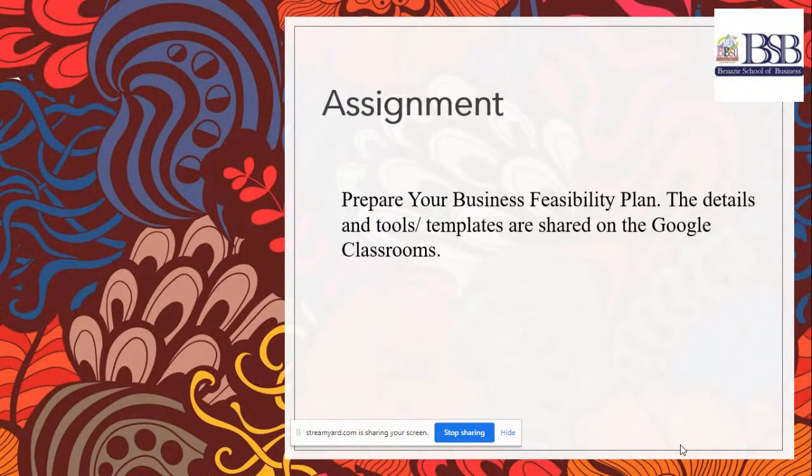Moving ahead, assignment. Now, this is the last slide. Guys, you have to prepare your business feasibility plan. All the details, the tools and templates about SCORE and everything are going to be shared with you on Google Classroom. The deadline for the assignment is also given there. Make sure that you submit your assignment on time. I hope you all understand all the points which have been explained here.